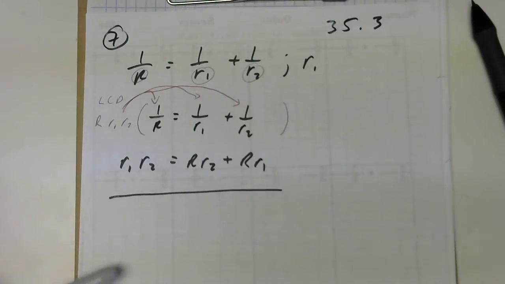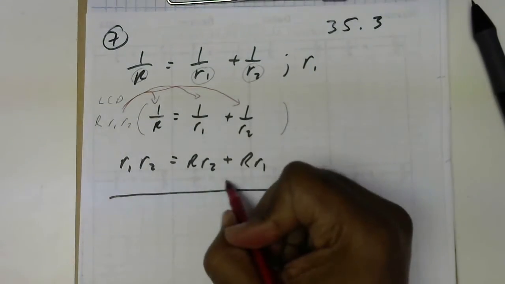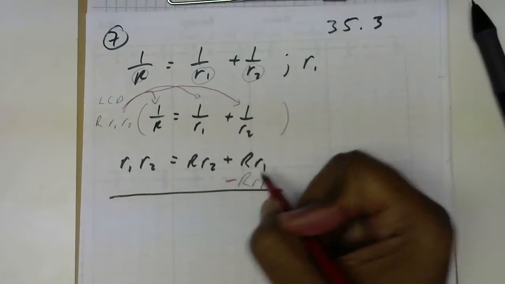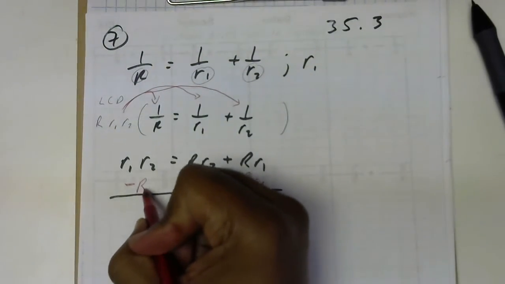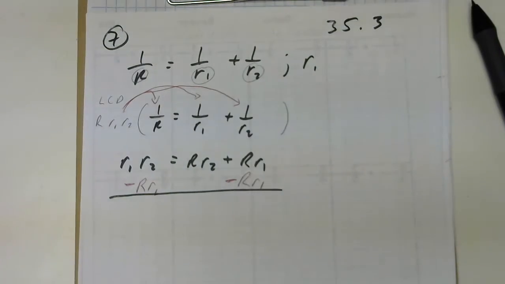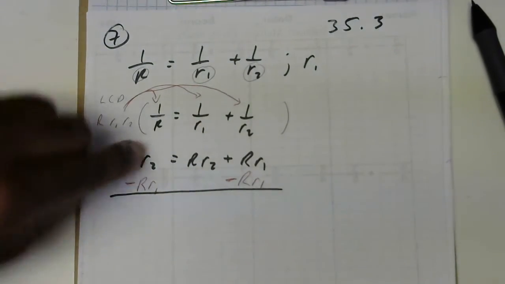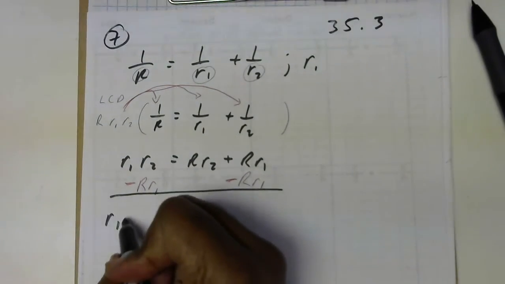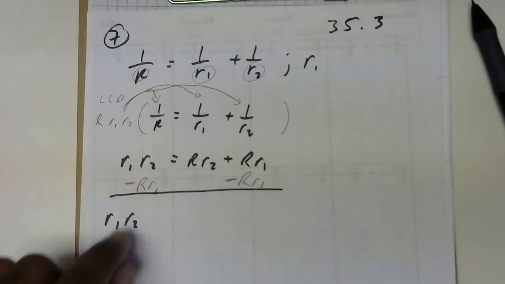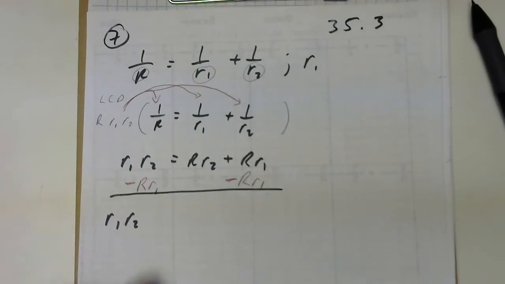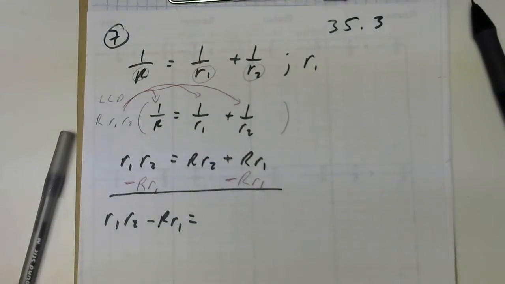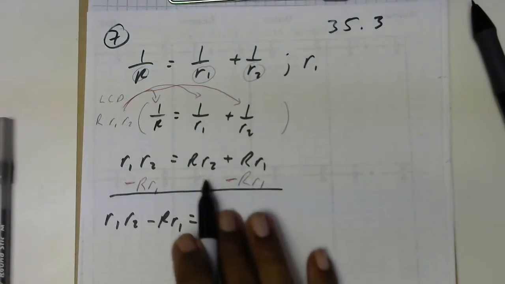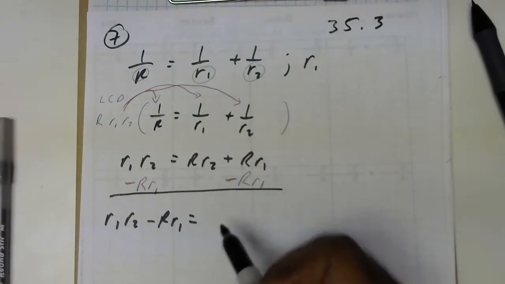So we're going to subtract R1 from this side because it's adding. And we put another subtract R1 on that side. So this side now has the R1, R2, and it has the subtracting R1. Okay. What's left on this side right here is just the R and R2.